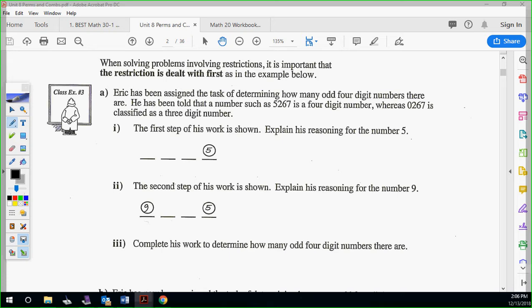Right, we're going to talk about that. Okay. The first step is shown in his work. What he's doing, he's putting down the possibilities for each digit. That's what he's doing right now. So what does the 5 represent? Odd numbers. 1, 3, 5, 7, 9. There's 5 options that he can have the last number be. That's his first step. So he has 5 options he's limited to end with. That's a restriction, correct? Okay? Since it must be odd.